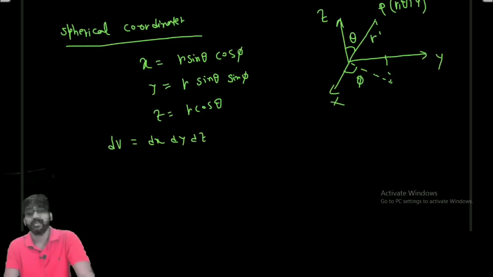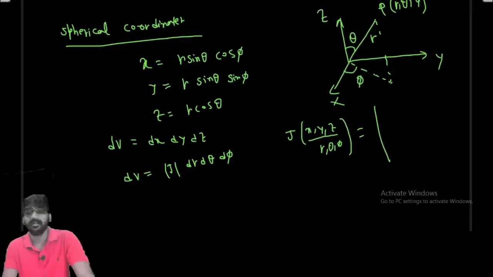And if you talk about spherical polar, then you have to calculate mod J and multiply by dr d theta d phi. Now what will be mod J? J is the Jacobian of x, y, z with respect to r, theta, phi. So you have to calculate this determinant, and you will get r squared sin theta.